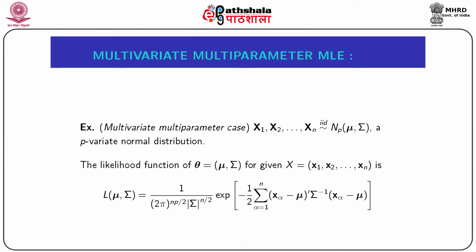In this module, we will discuss the maximum likelihood estimation of multi-parameter cases under some multivariate probability distributions. To this end, we consider two most widely used multivariate probability distributions. One is the multivariate normal distribution as a case of continuous probability distribution, and another is the multinomial distribution as a case of discrete probability distributions.